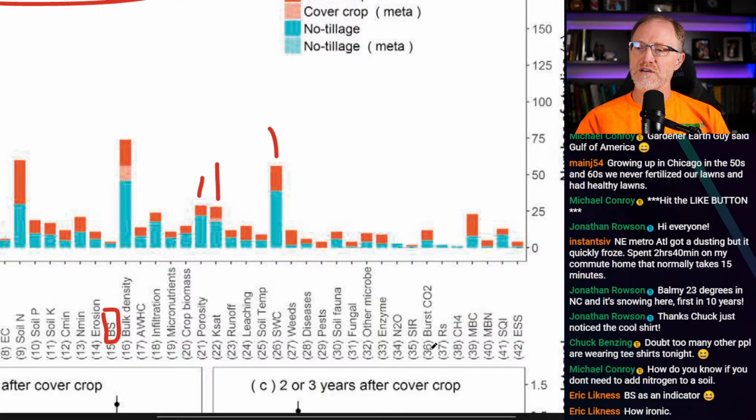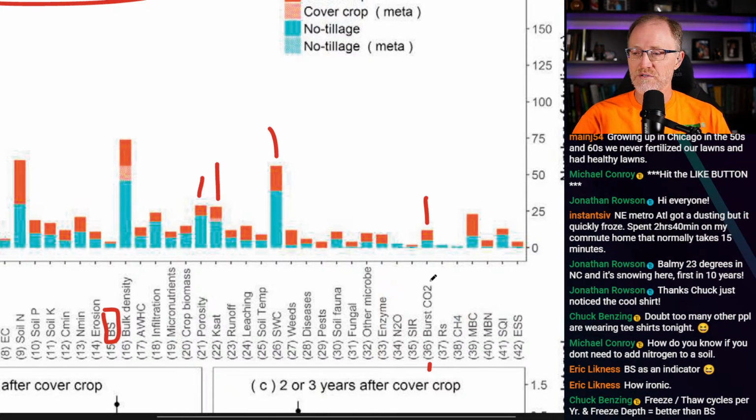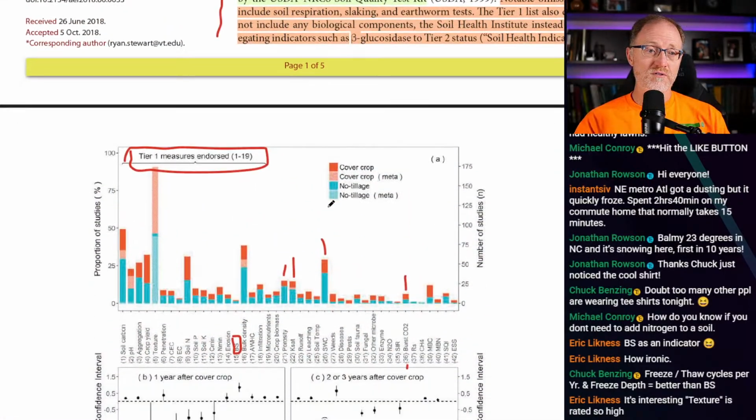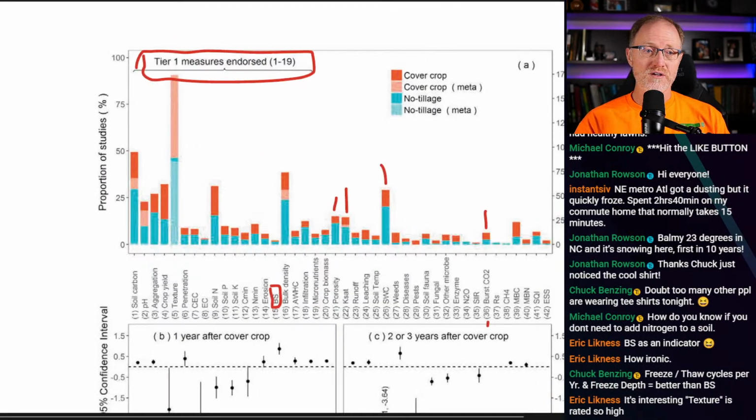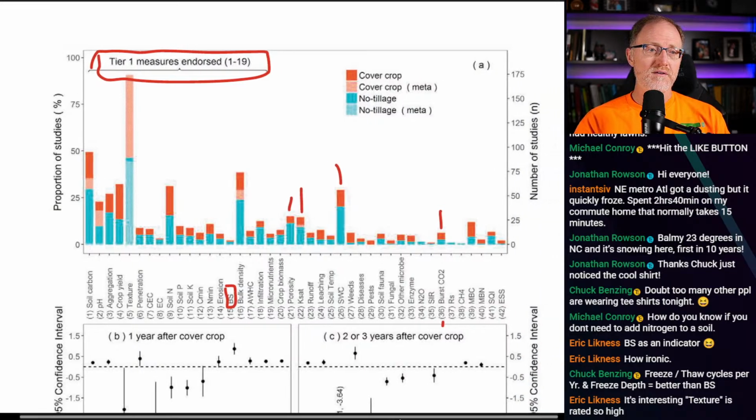But look at the carbon burst down here, number 36. It's not on there either. And that's the Solvita technology, basically. It's measuring carbon dioxide burst from the soil. And it's not considered a tier one indicator, but yet that test is used to give a soil health test by many soil testing laboratories. Okay, so those are some of the indicators. That figure has all the indicators basically that you can come up with, for the most part, that can be used to assess soil health. With the exception of BS here, I'm okay with pretty much measuring any of these.